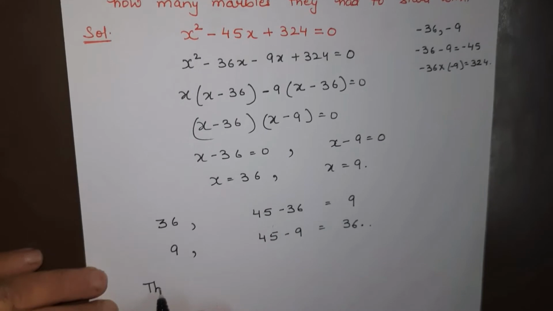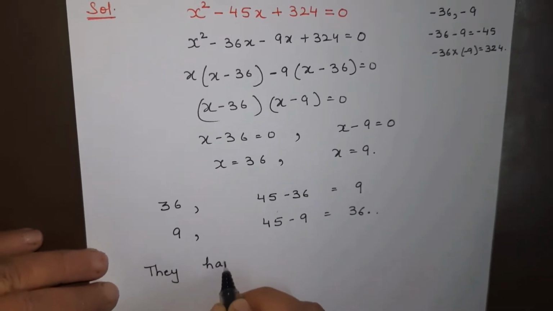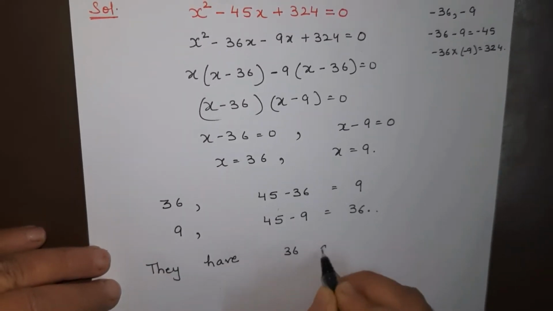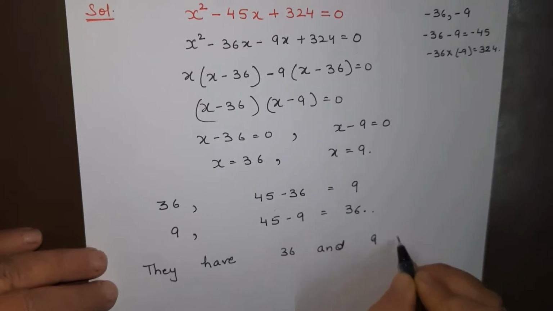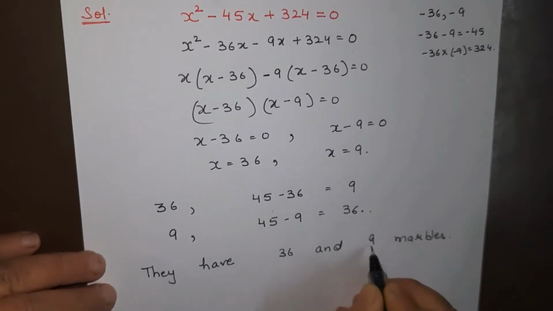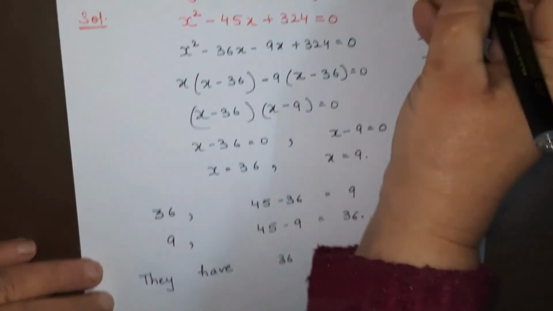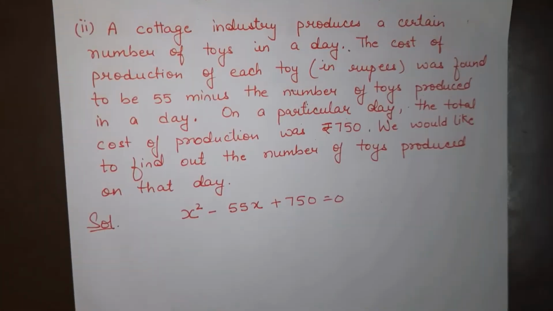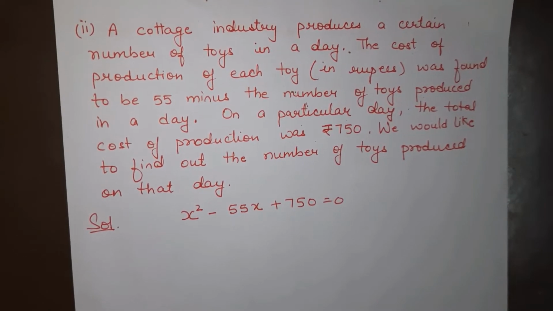So they have 36 and 9 marbles, so that their sum is 45. In total they have 45 marbles. Now we have the second part of this question.